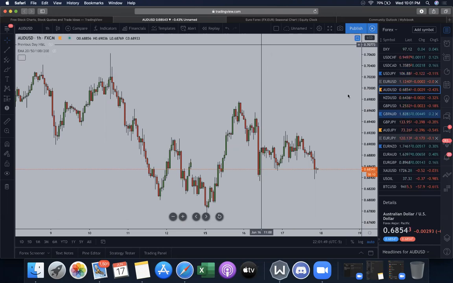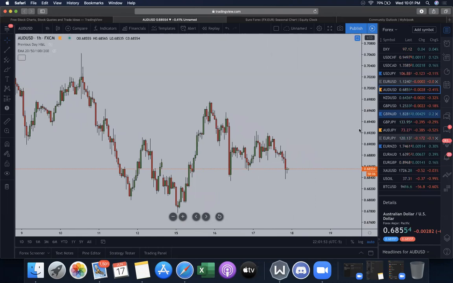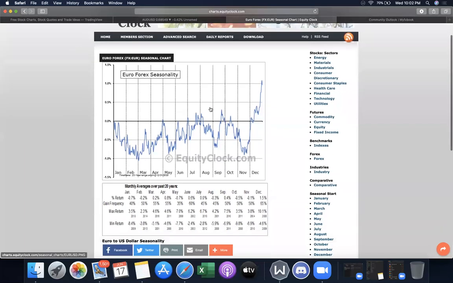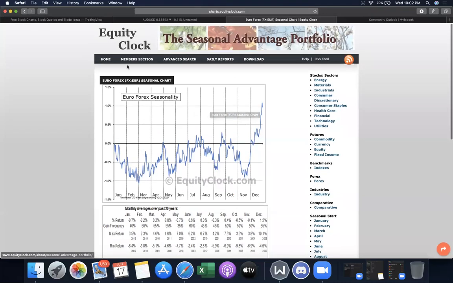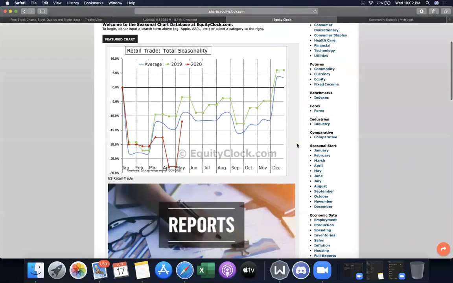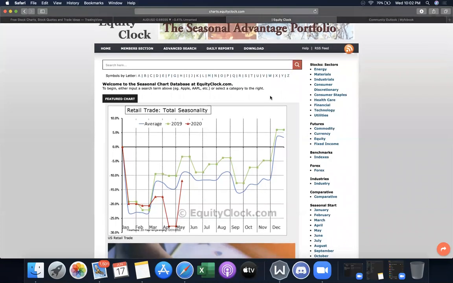But the first thing I want to look at is Equity Clock. If you go to equityclock.com, this is a subscription service. Some of these will be free, but you have to sign up. I'm giving y'all my login, since I'm paying for it. Y'all can just use the email and login, it should work. I will post that in the group so you'll have the login access.